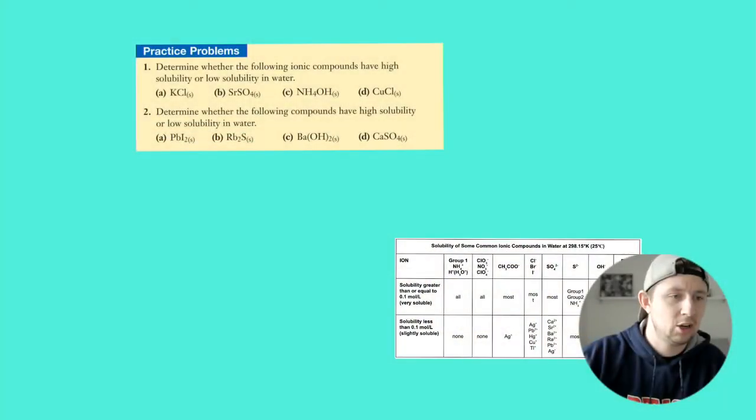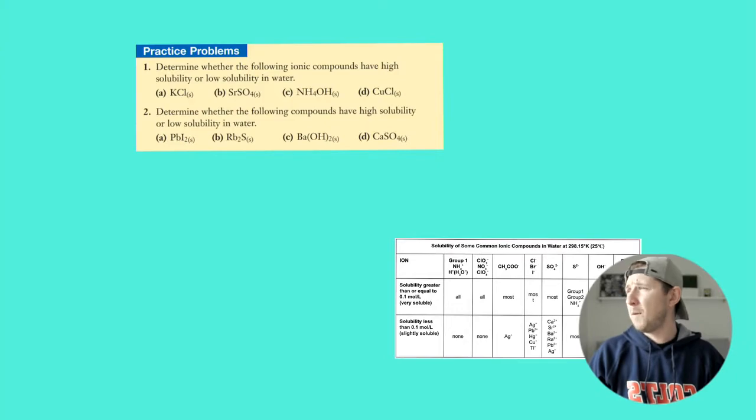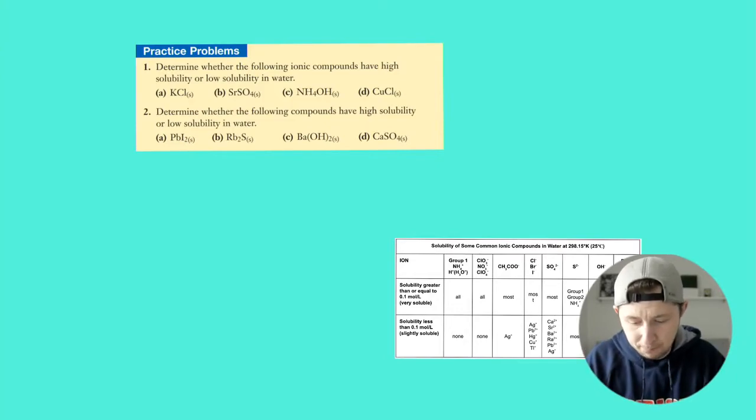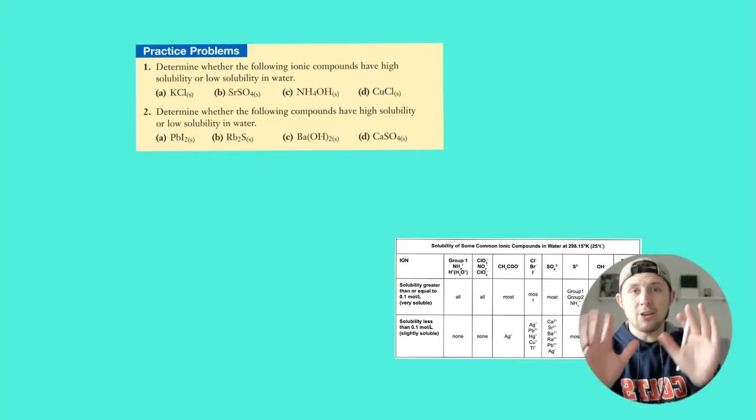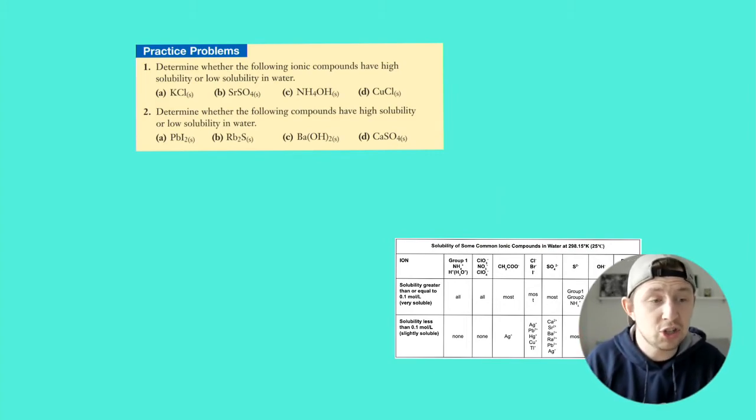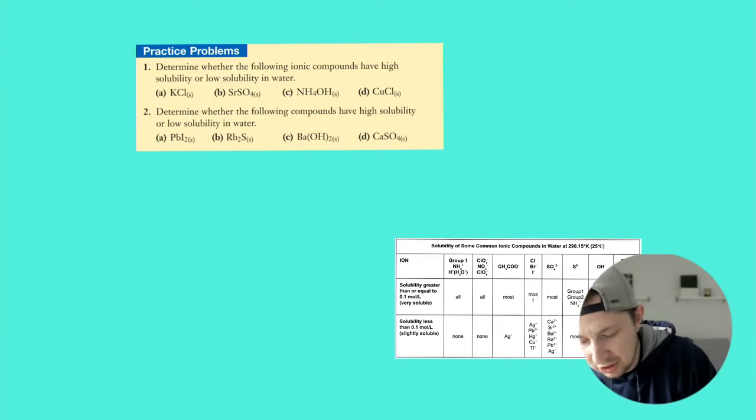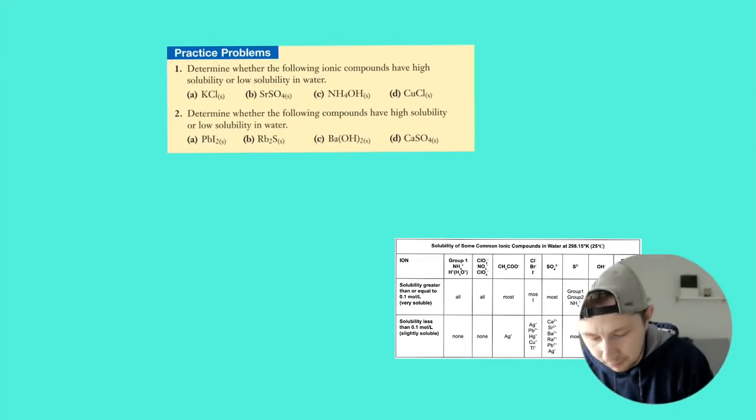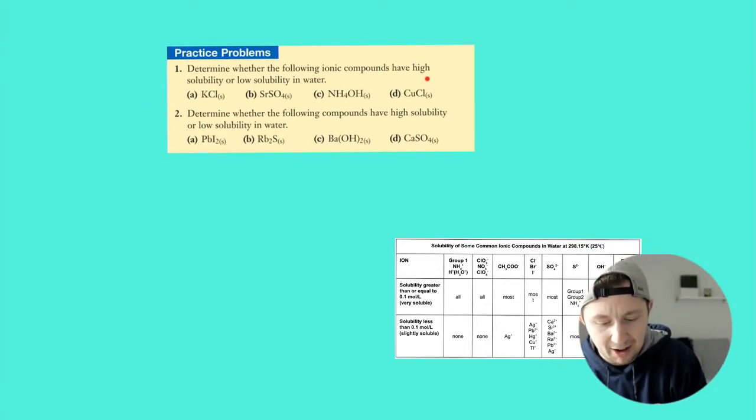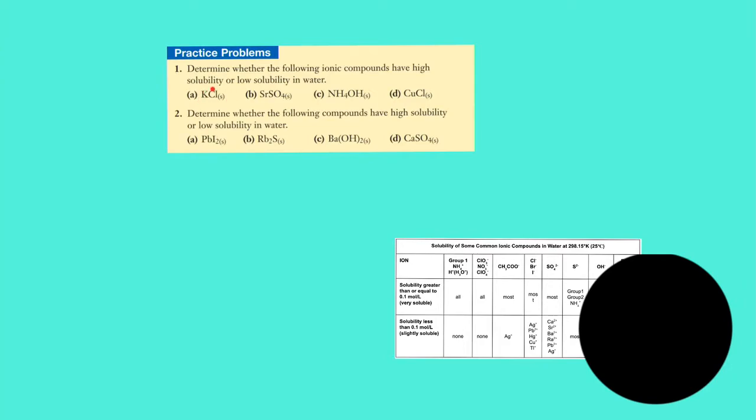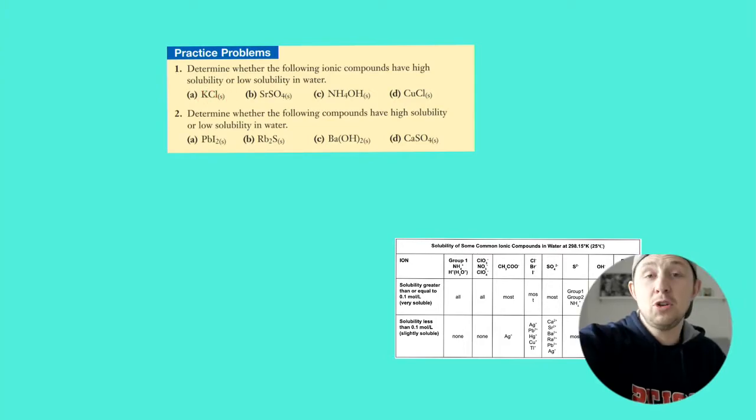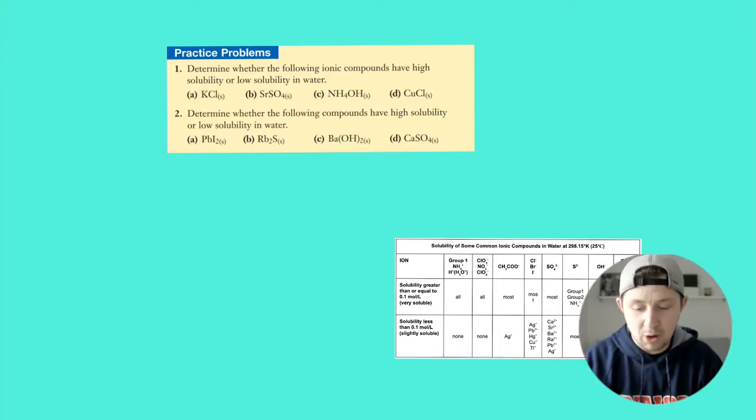So what I want to do right now is show you guys a couple of really quick examples here. What's going to happen is I'm going to name one, I'm going to pause the video, and you're going to try it using your solubility table. So the question here says this: determine whether the following ionic compounds have a high solubility or a low solubility in water. So we're going to start with this one, KCl. The video is going to pause right here for you guys to try it out.